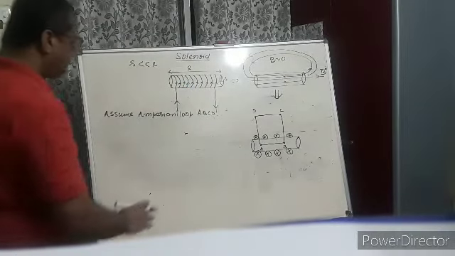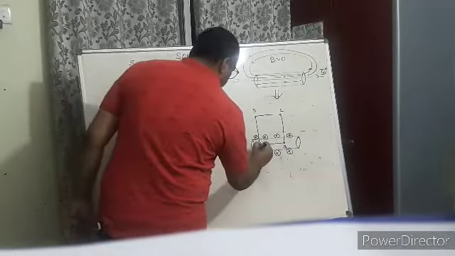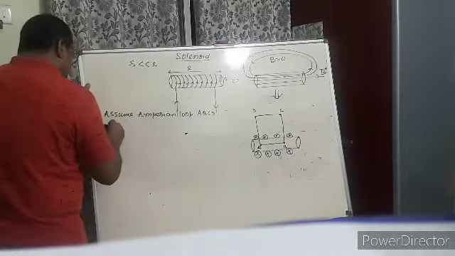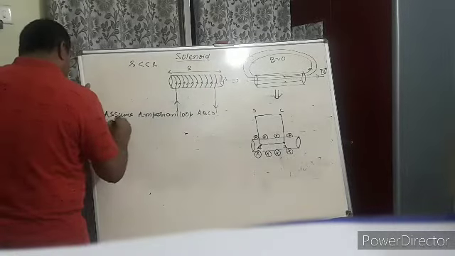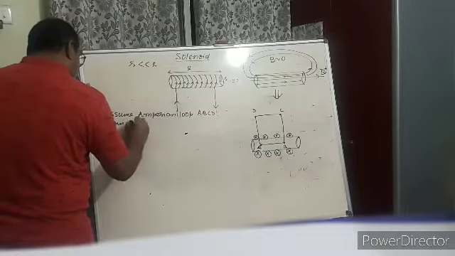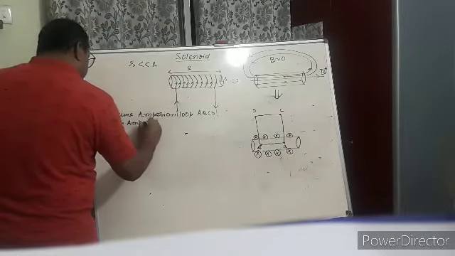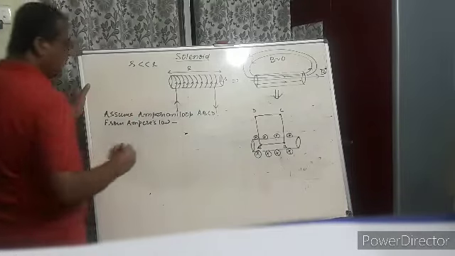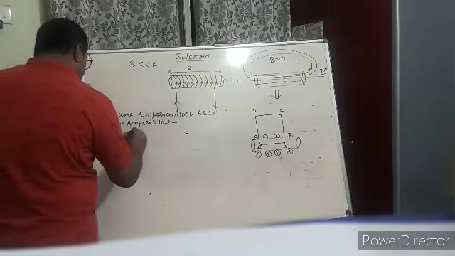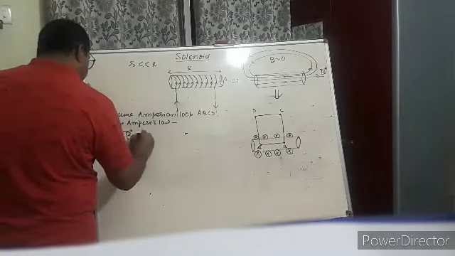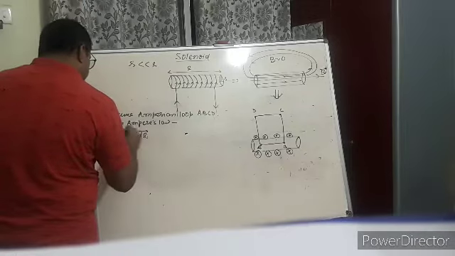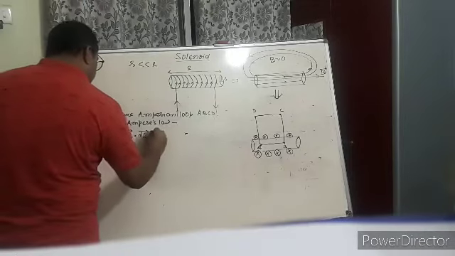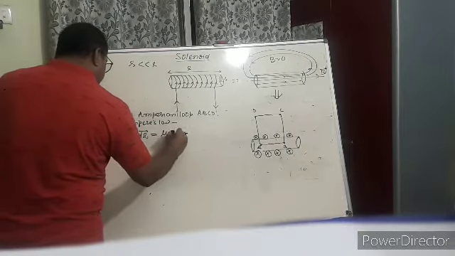Now we have to use Ampere's law. From Ampere's law, the integration of B dot dl is equal to mu naught into I.